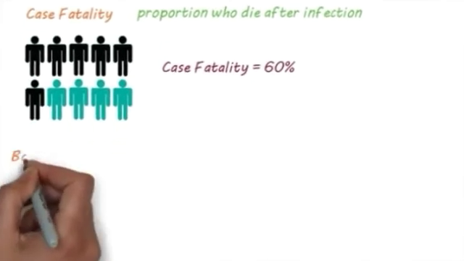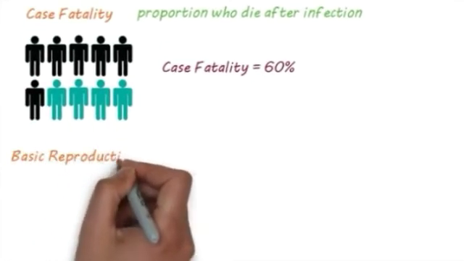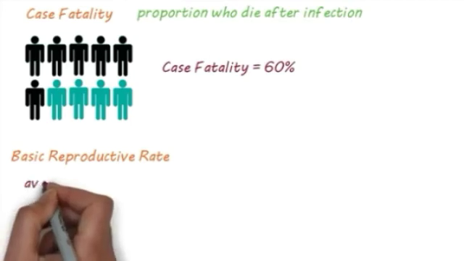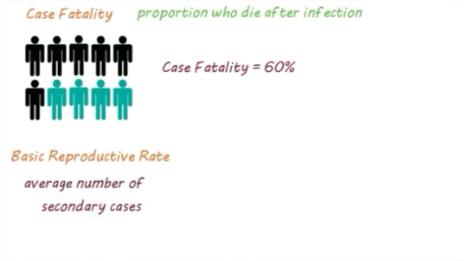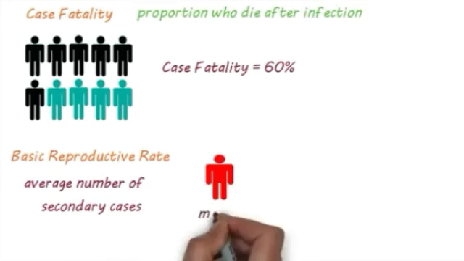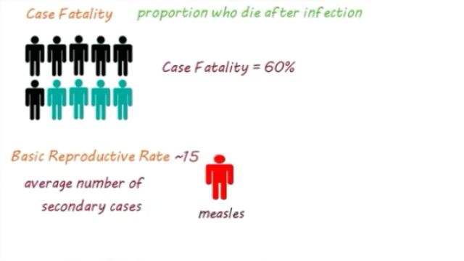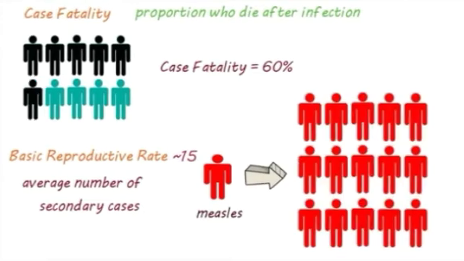The basic reproductive rate is a term that describes how infectious a disease is. It is the average number of secondary cases that occurs as a result of one infected individual. For example, measles can have a basic reproductive rate of up to 15. This means that one case of measles can cause up to 15 other cases of measles.